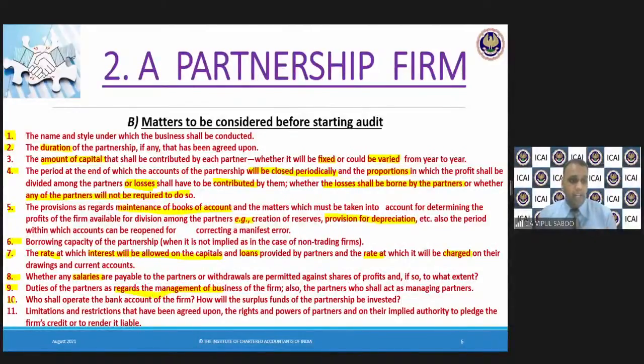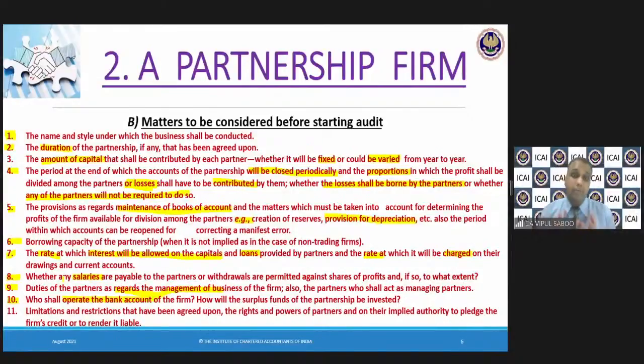Who shall operate the bank account? Again, very, very important. Who shall operate the bank account? In the partnership deed, you can find one partner, jointly, either A or B, jointly by A and B. Either A can sign or B can sign. Jointly, A and B both have to sign and operate the bank account.